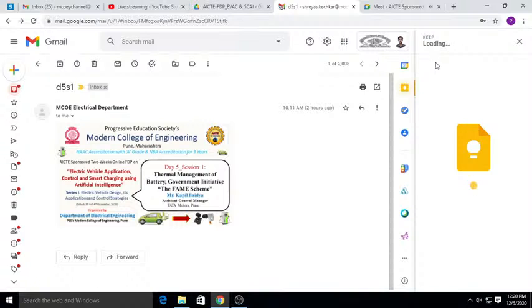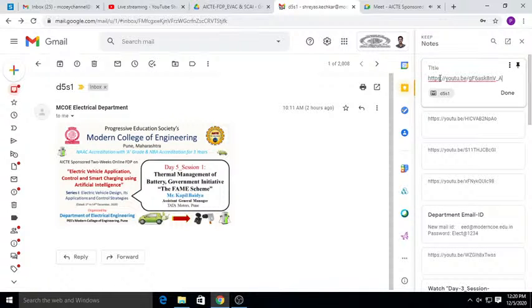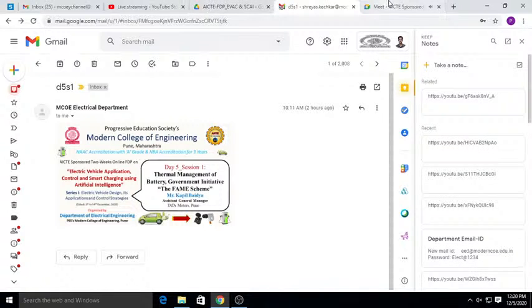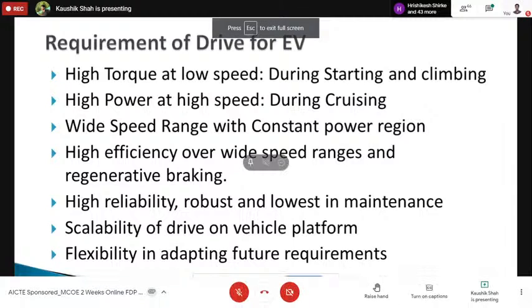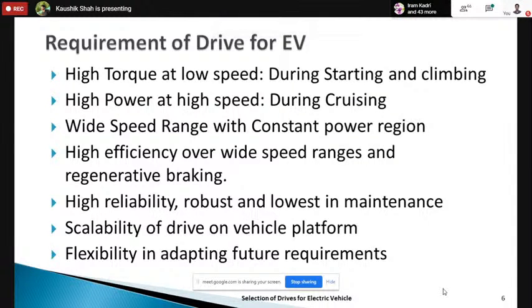How do you do that? So this drive which is selected has a capability to address your future requirement or not? Definitely. So this is what, few pointers which is required for requirement of drives and EV.